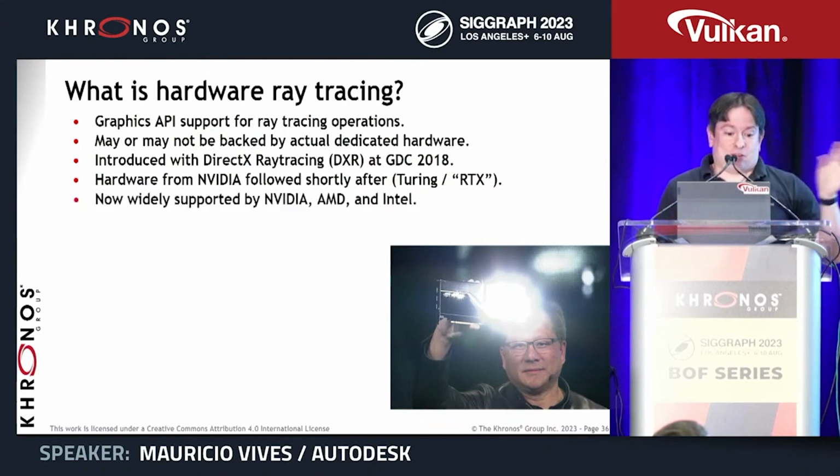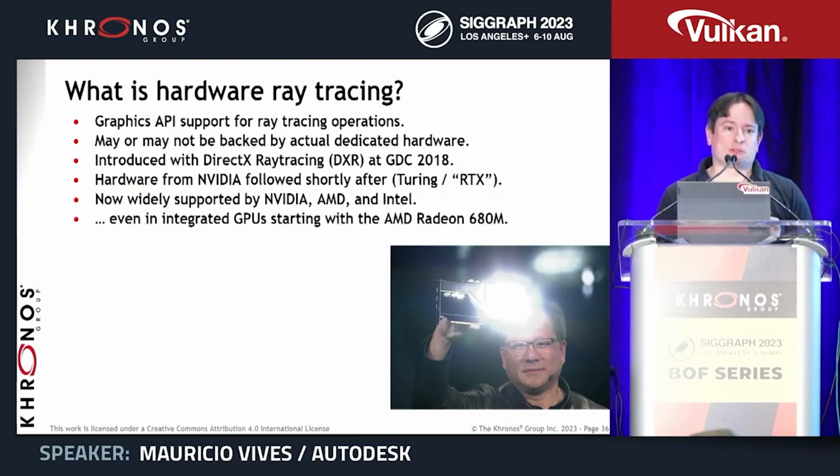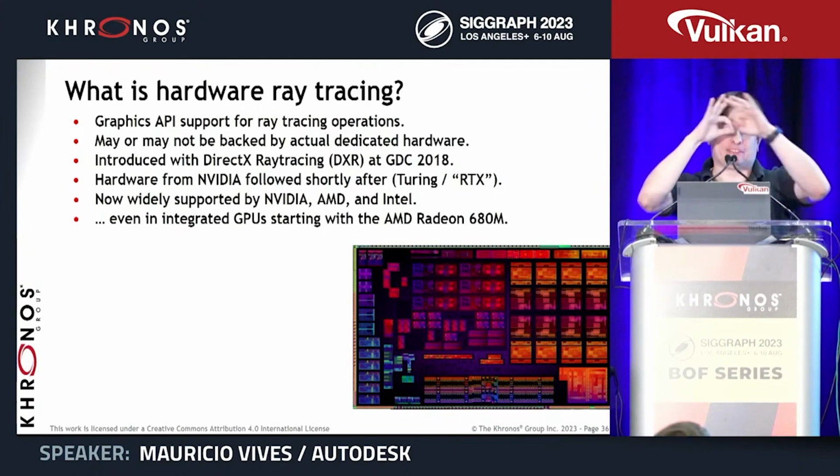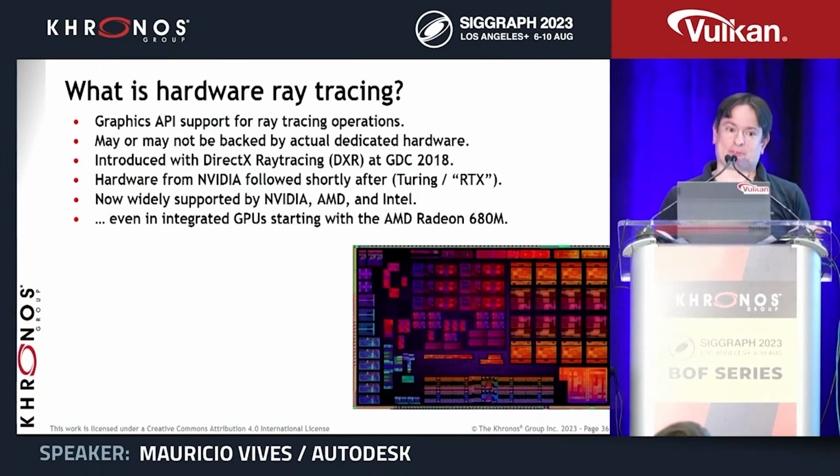So this is now widely supported. It's not just NVIDIA, but NVIDIA, AMD, and Intel all have support for hardware ray tracing through these APIs. Even in integrated GPUs, and I really want to spend just a moment on this one, starting with this AMD Radeon 680M. This here is a die shot of a Ryzen 6000 series processor, which has an 8-core CPU, which if you look closely, you can see the 8 cores sitting there, and a GPU that supports hardware ray tracing right there on the die, the little tiny die. So this little laptop, the one I'm using right now, supports hardware ray tracing.